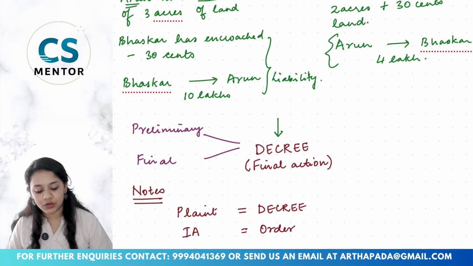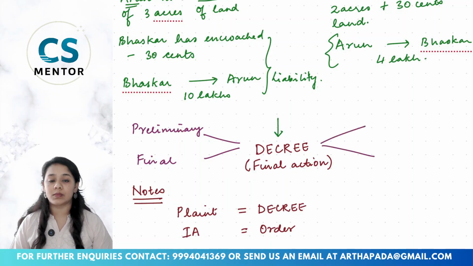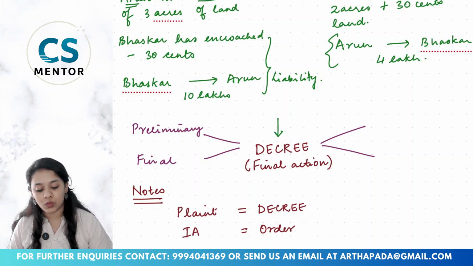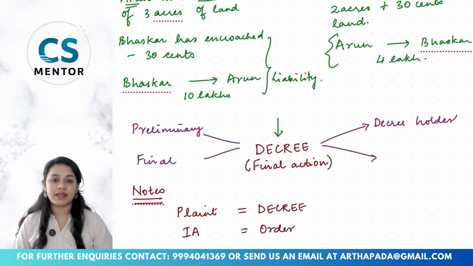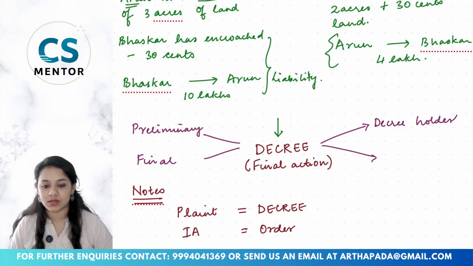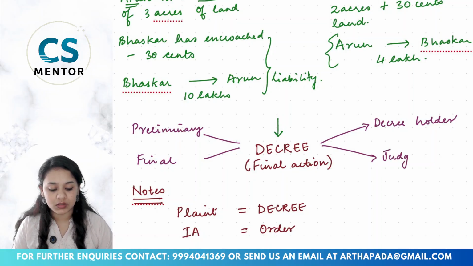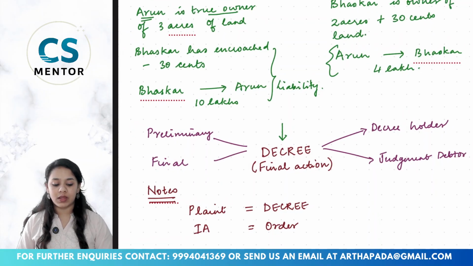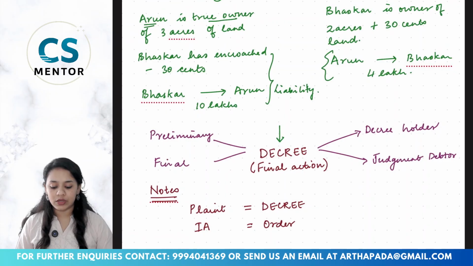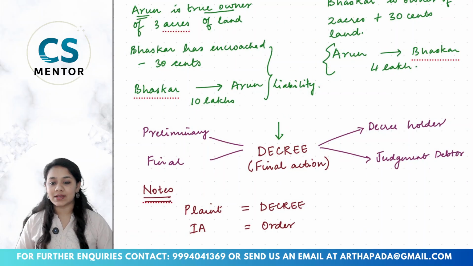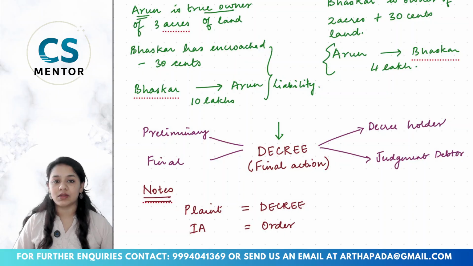Now you see, as a result of the decree, two types of people are being created. What are those types of people is nothing other than one, the decree holder. Who's the decree holder? Basically, in favor of whom the decree was passed. So in this situation, it can either be Arun or it can be Bhaskar. And automatically, the other person ends up becoming a judgment debtor. Decree holder and a judgment debtor. Why do we call them the judgment debtor? Because as a result of this judgment, that person is becoming the debtor.